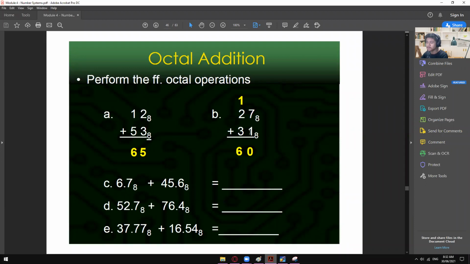So remember that in octal, we don't have 8 and 9. So what will happen if we have a result of 8? Again, it is already 10. So you'll jump next to 10, since you don't have 8 and 9.